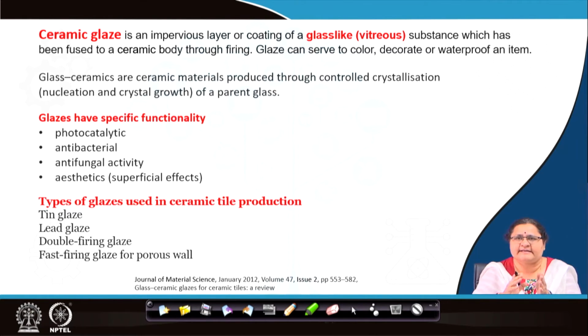Now, glaze has different functions. As I told you, glass was very non-reactive to chemicals, particularly acids. Here also these items develop such a property. Other than that, they have antibacterial property, antifungal property, and that is why they are appropriate for hospitals, operation theatres. They are applicable for interiors like a pathological laboratory, even the toilets, which is why washrooms have such tiles.